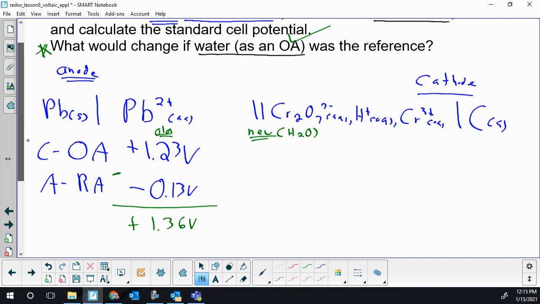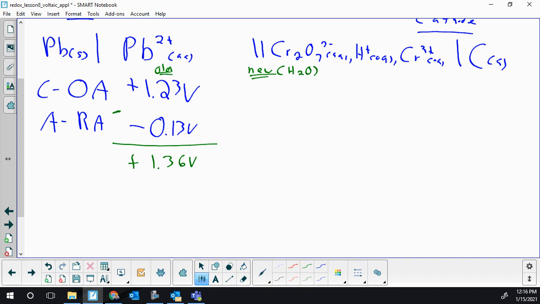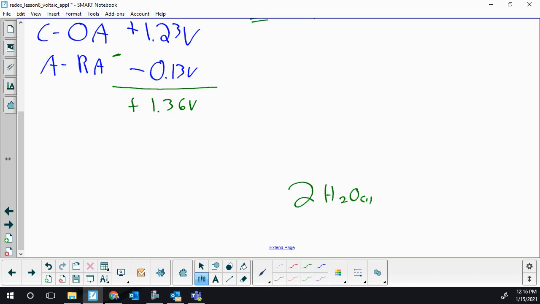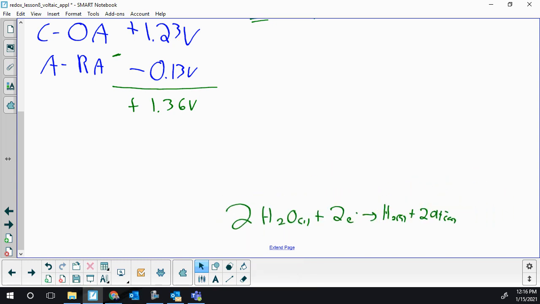Now I'm going to copy some of this into the table, which will help explain it. So where's our water half reaction? We have 2 H2O liquid plus 2 electrons produces hydrogen gas and 2 hydroxides. I would encourage you to put this into your notes also. The reduction potential used to be minus 0.83 volts, and now we're going to switch this as a reference, which means it's now 0 volts.